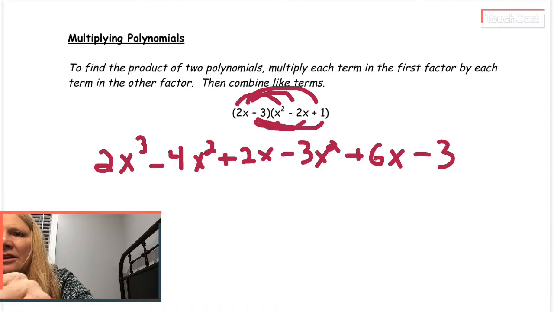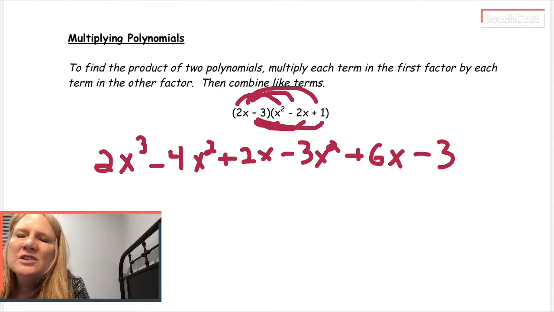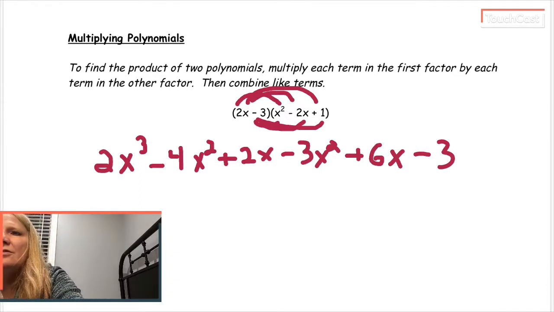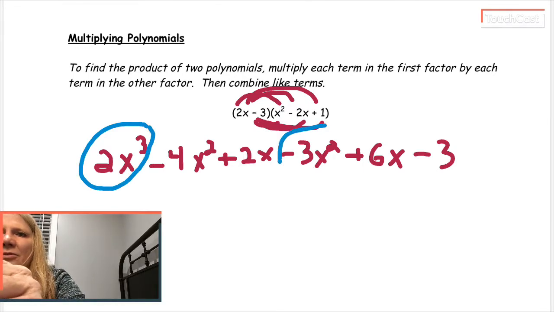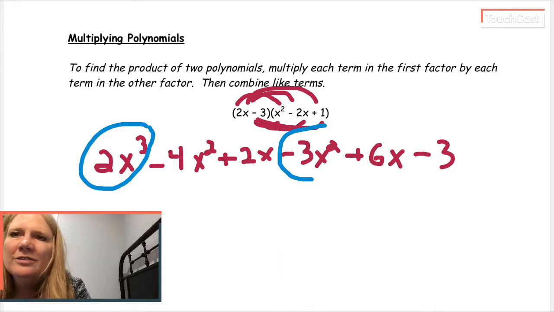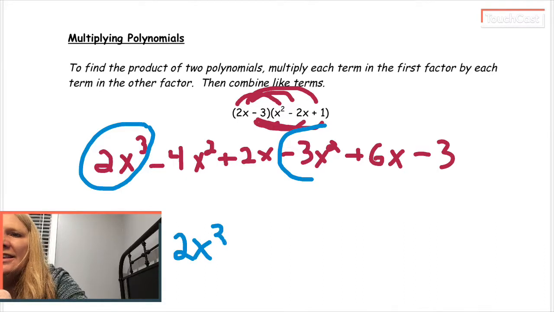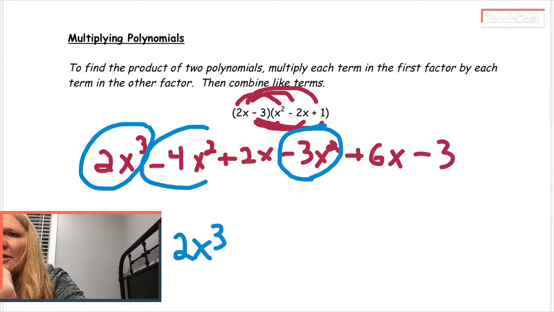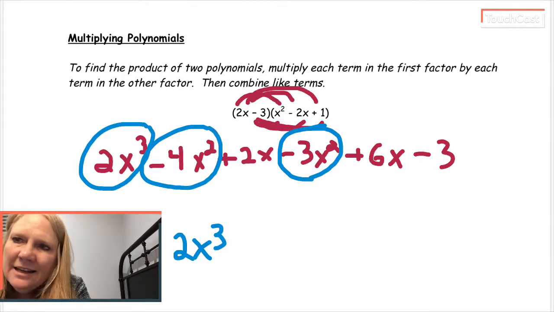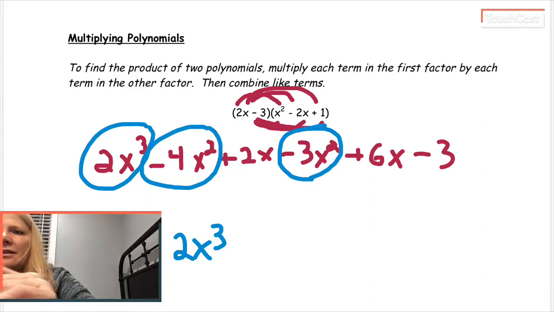And then what we do is we look for like terms. So again, we're looking for the same exponent and the same variable. So we have 2x cubed positive, and we have a negative 3x, oh, that's x squared, sorry. So those are not like terms. So the only x cubed is the first one, so we bring that down, 2x cubed. Then this is a negative 3x squared, and we have a negative 4x squared. So we combine and we add a negative 4 and a negative 3, and we get negative 7x squared.